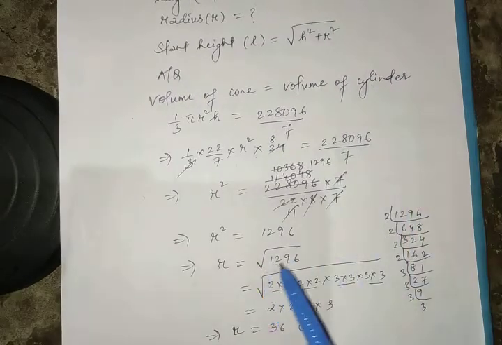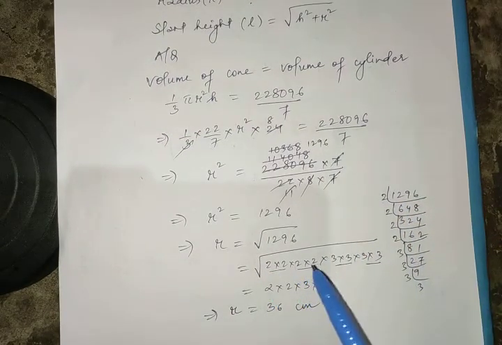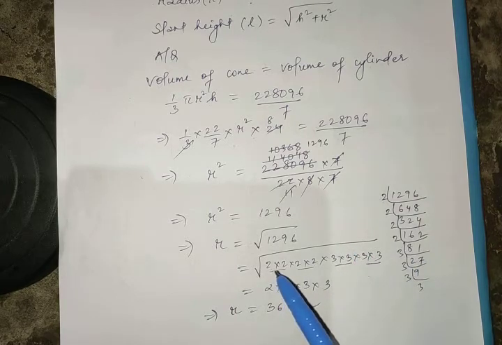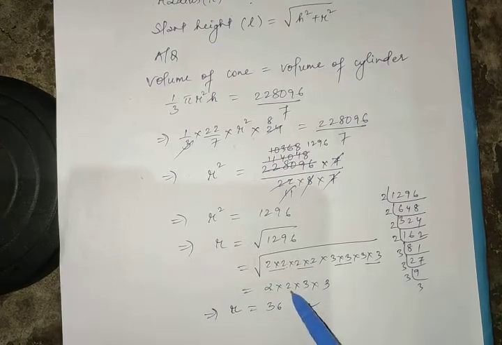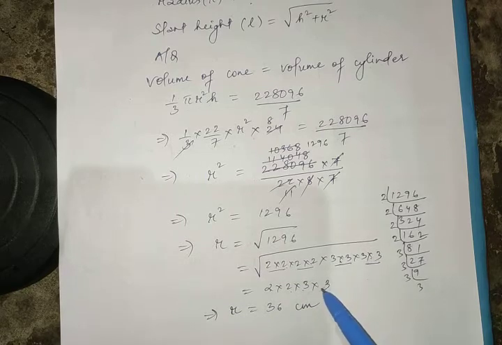So now you have to factorize this. So here I factorize. So I got this 2 into 2 into 2 into 2 into 3, I got 4 times. So while taking out of the square root, we have to take out in pairs. So here one pair, so I have taken out 2, and here another pair, 3 is in pair, you take out 1, and then from here you take out 1. After that you multiply, you will get r equal to 36 centimeter. So this is the radius.